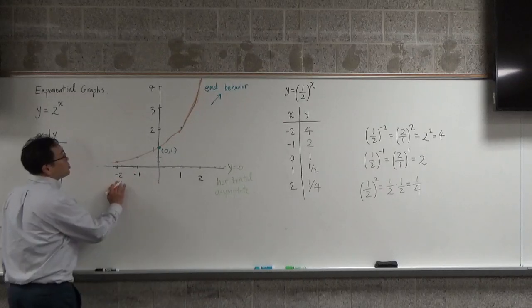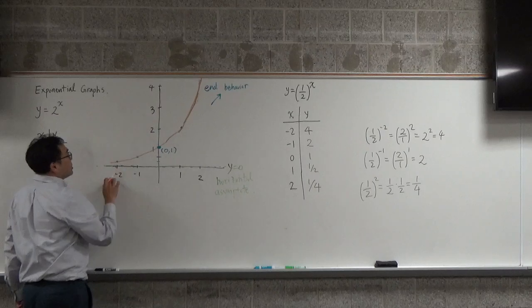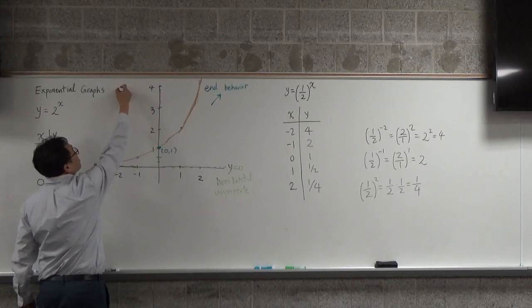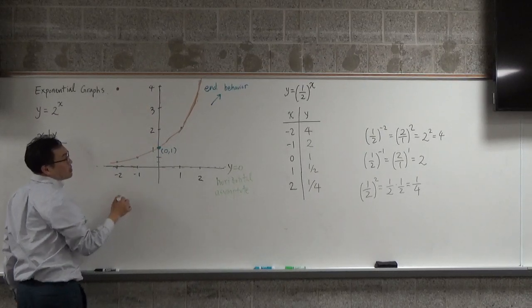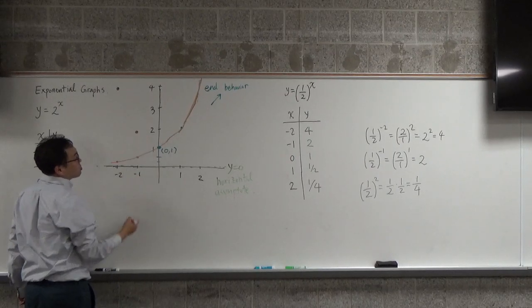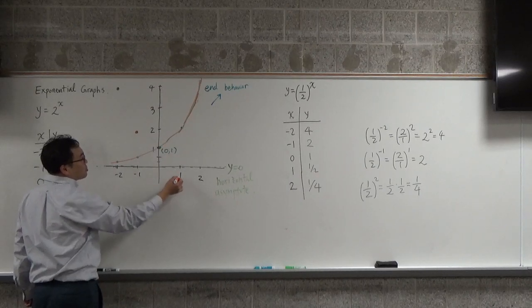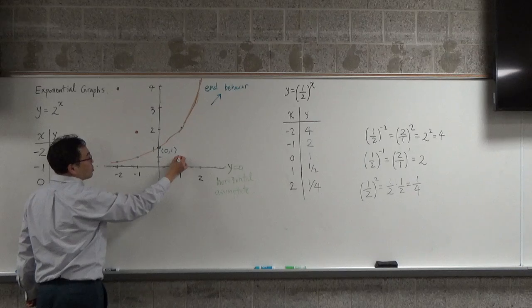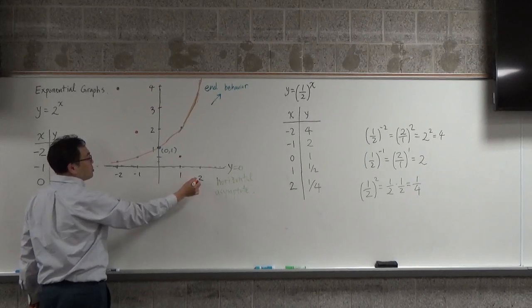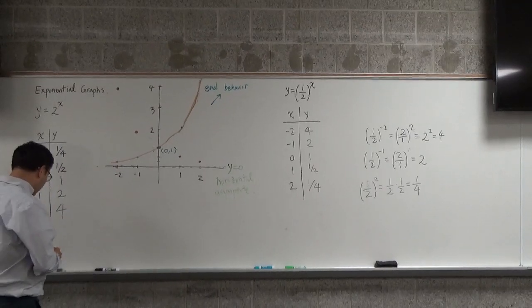First, at negative 2, you're at what? 4. Negative 2, 4. You see that? Negative 2, you go all the way up to 4, so it's here. And then negative 1, you're at 2. Negative 1, you go up to 2. 0, you get to 1. 1, you get to 1/2. 2, you get to 1/4. Okay.